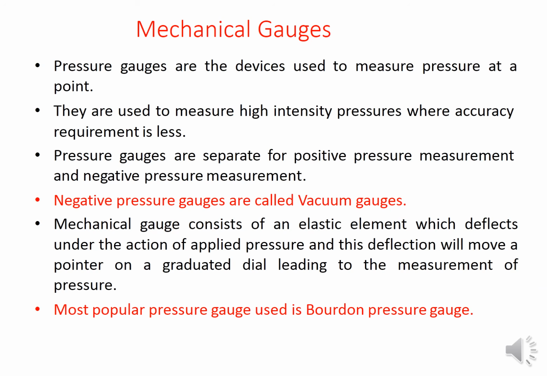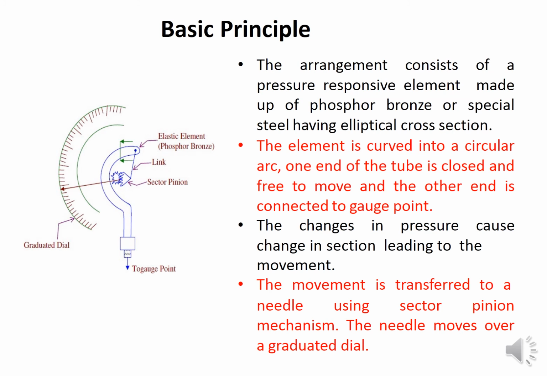The most popular is the Bourdon's tube pressure gauge. You have studied this Bourdon's pressure gauge in your fluid mechanics subject. Just concentrate on the figure. There is a tongue point, sector pinion, link, elastic element, and graduated dial. Whenever the pressure enters the tongue point, the elastic element elongates, which pushes the link. The link is connected to the sector pinion. That pinion rotates, and the pointer is connected to the pinion, so it shows how much pressure is applied. So this you already know.